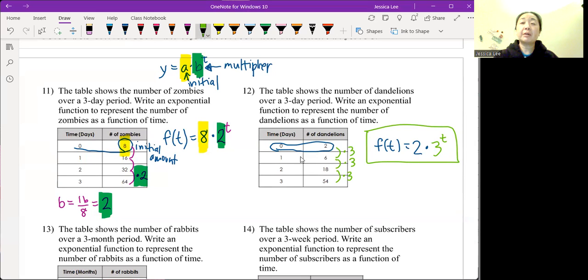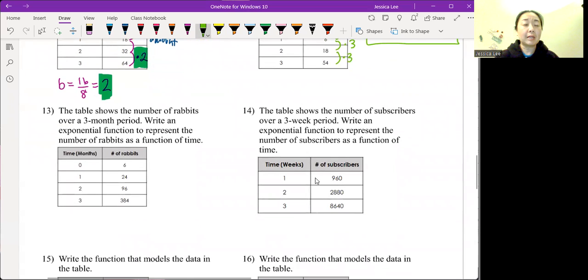On the first day, we have 6 dandelions. Second day, we have 18 dandelions. Third day, we have 54 dandelions. That is a lot of dandelions, and that's only after 3 days.